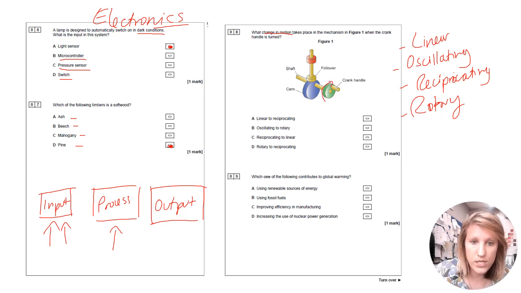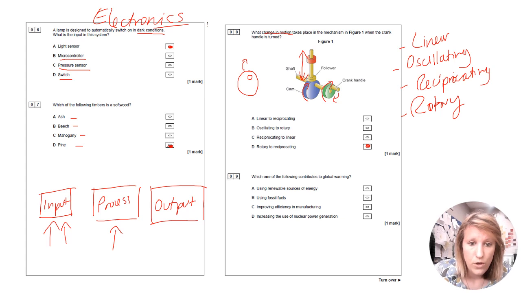So the crank handle is rotary, so it's going from a rotary motion. The cam here would also be rotary, but this cam, as it turns, may have sort of like an offset dowel, which means as it turns it gets higher, which would basically push this up and down. So that up and down motion is reciprocating. So it's going rotary to reciprocating.